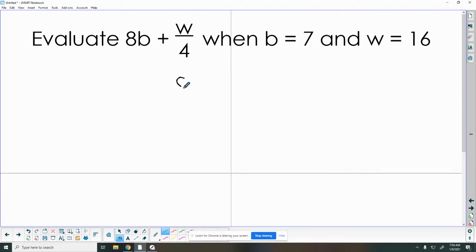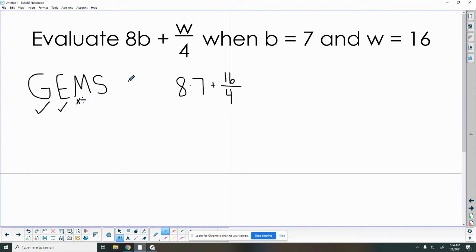So our new expression should look like 8, and then we need to times by B, which is 7. Then we're adding on W, which is 16 divided by 4. So we need to follow our GEMS here. We don't have any groups. We don't have any exponents, so we are looking for multiply and the opposite, divide, going across left to right. So looking here, we have 8 times 7, so go ahead and do that and bring everything else down.